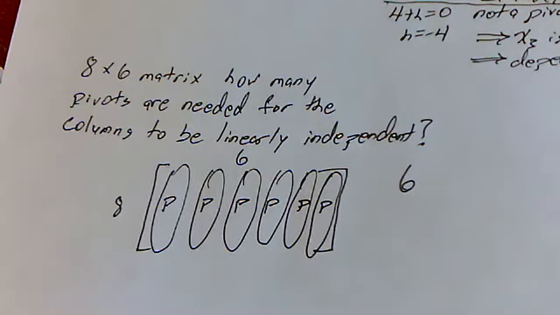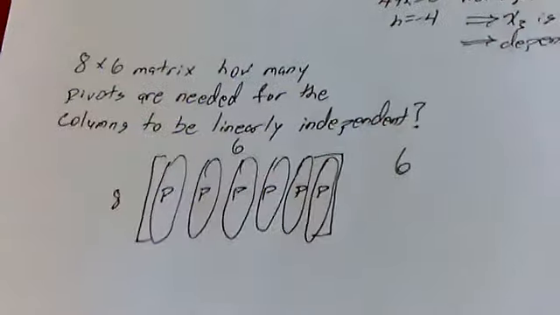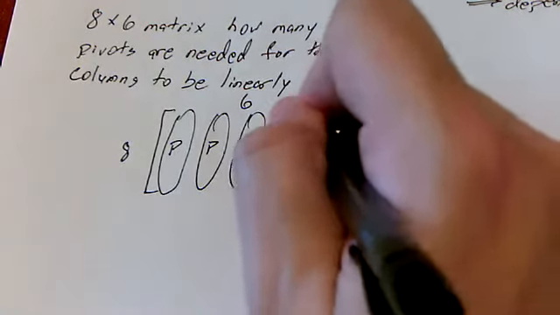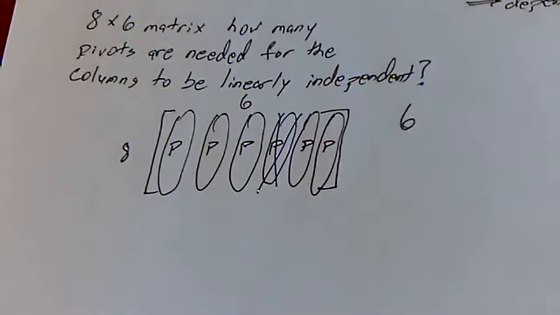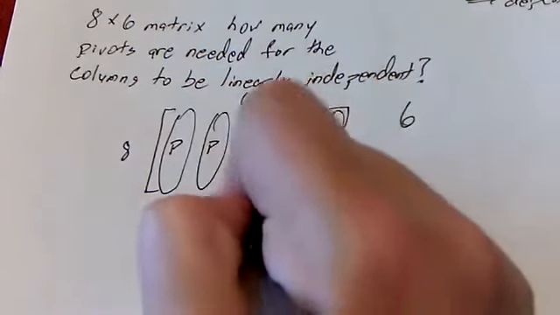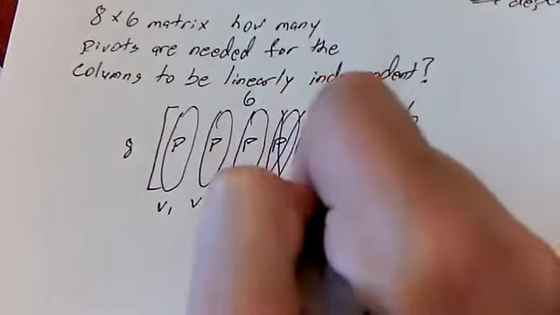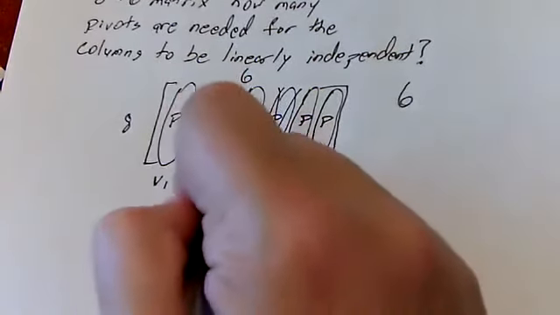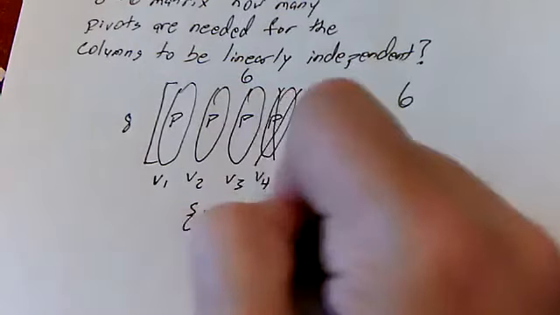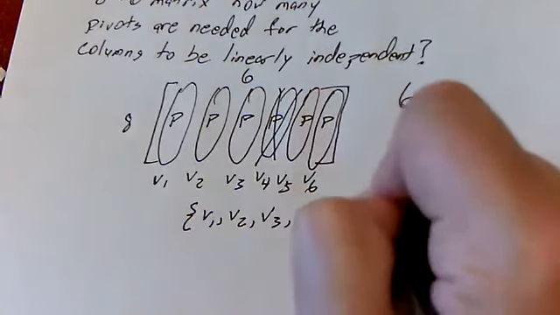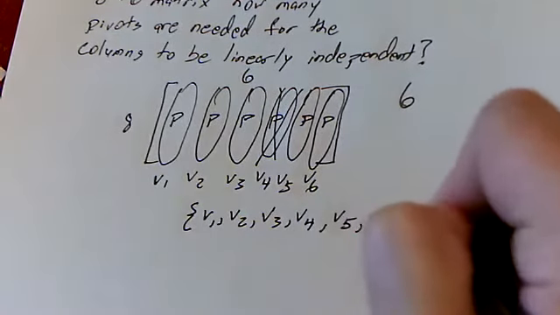The reason I said one of them is I'm thinking ahead to the next thing. However, if I have one of these that doesn't have a pivot, let's say that fourth one does not have a pivot. Let's name our vectors v1, v2, v3, v4, v5, and v6. Now the set that contains all of them is dependent.